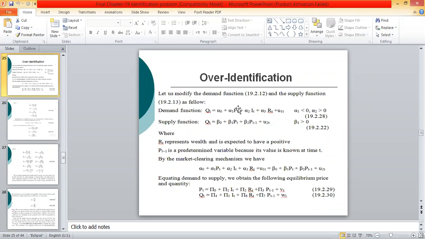Look at capital K, the number of predetermined variables in the model. Look at 1, that is I_t, 2, that is R_t, and 3, that is P_t minus 1. So capital K, the number of predetermined variables in the model, is equal to 3.